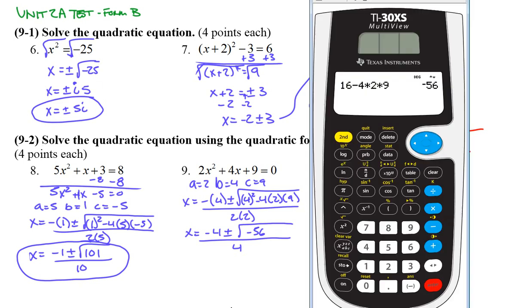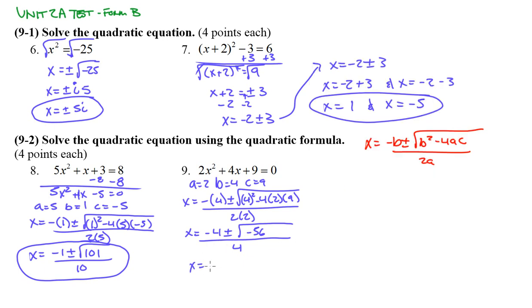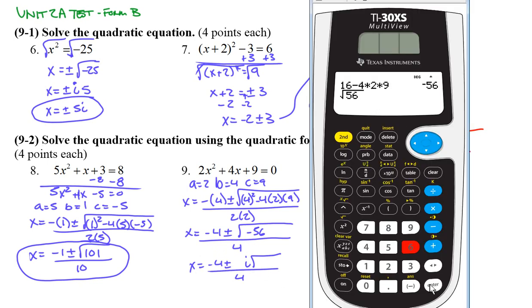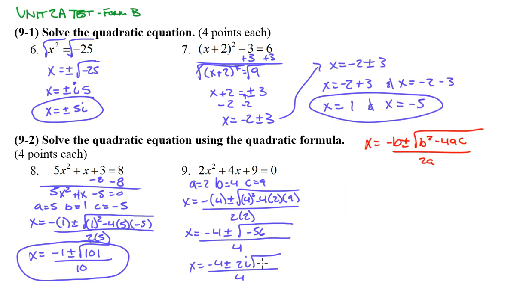Okay. So I want to see if the root of 56 simplifies at all. So I do second square root 56. I ignore the negative because I know that's going to come out here: negative 4 plus or minus. And I know I'm going to have an I out here. That negative turns into the I. And when I take the square root of 56, that gives me 2 root 14. So it's going to be plus or minus 2I root 14.